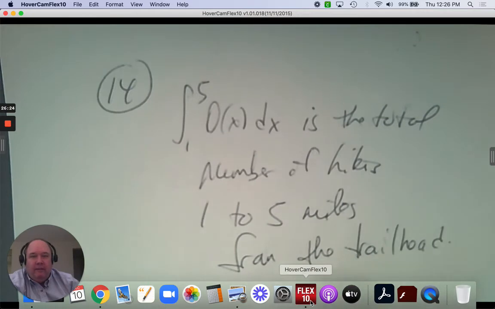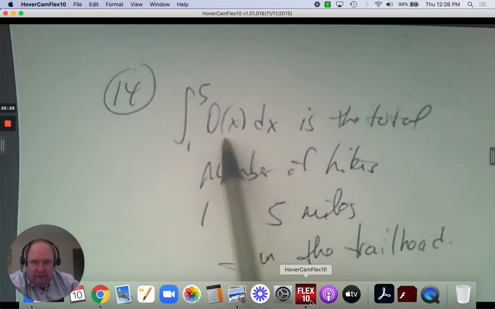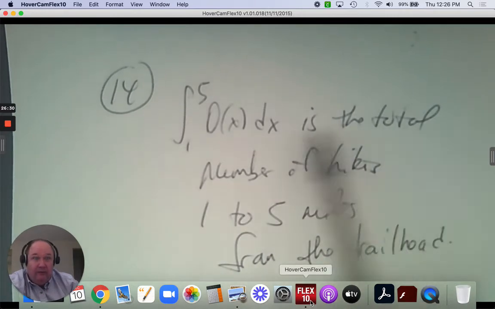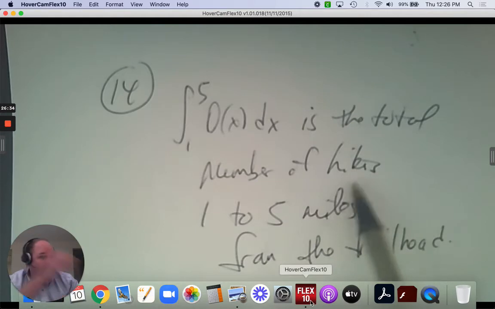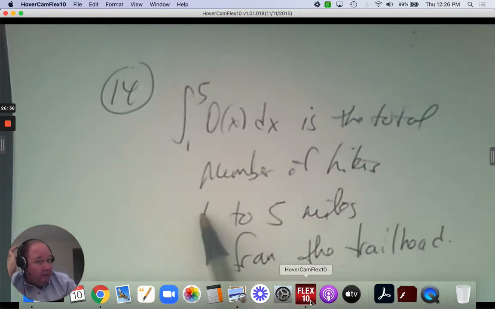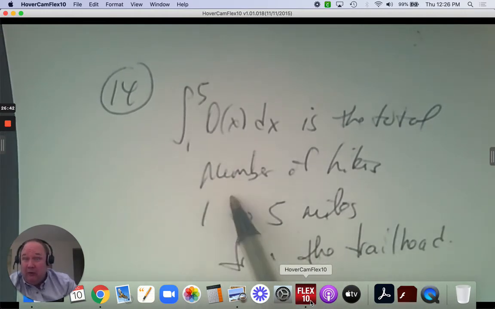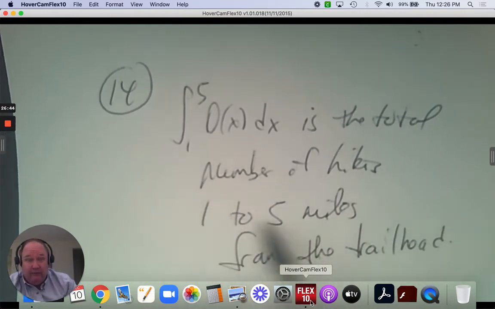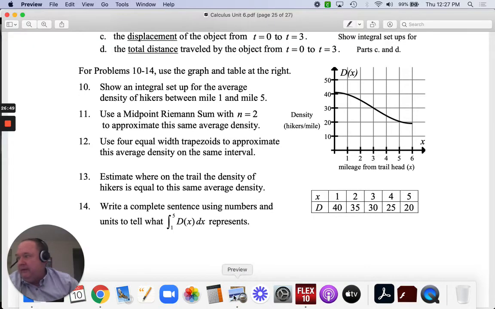So what does it mean when you integrate a rate? Whatever the unit is that the rate is in, that's what the answer is going to be. It's an accumulator. So it accumulates how many there is of that unit. So in this case, it's hikers. So when you integrate it, it tells you how many hikers there are from 1 to 5 miles from the trailhead. When we use the estimation, there's about 30 hikers between 1 to 5 miles from the trailhead. That's what we used it for. All right, number 15. Next page.